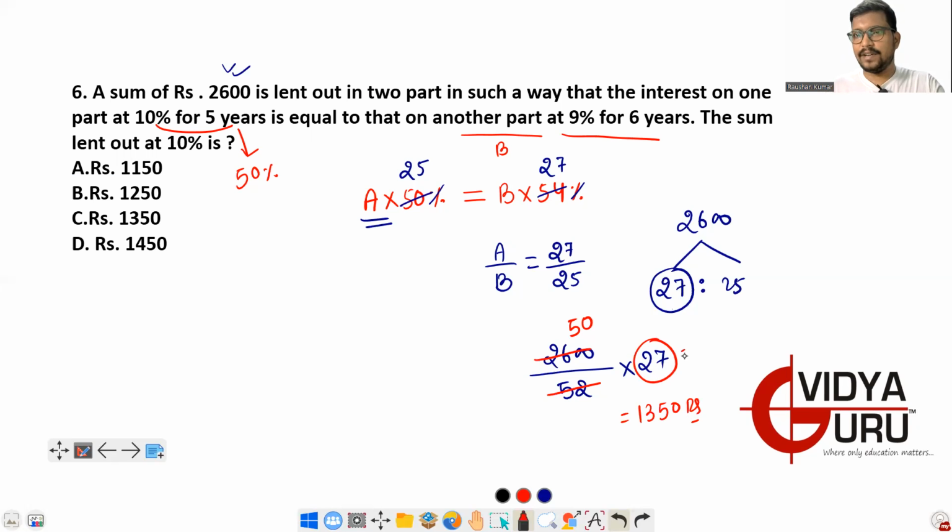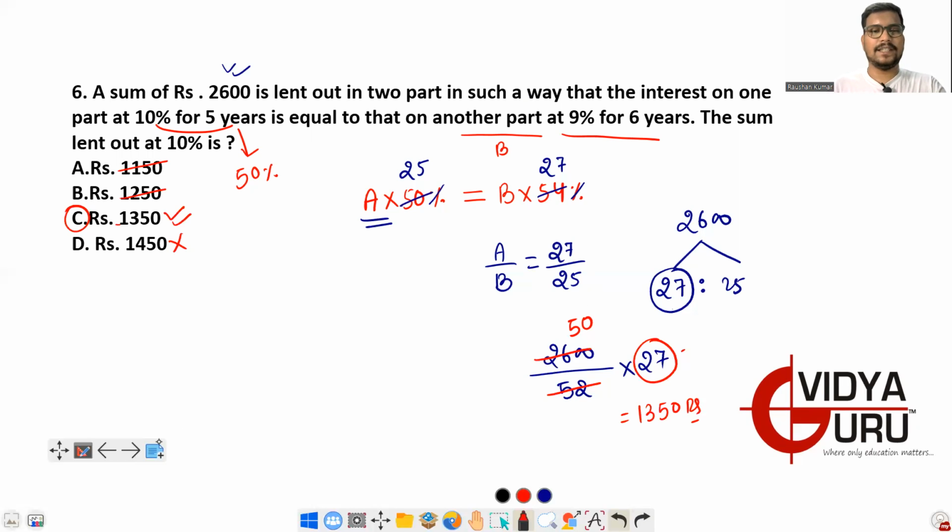Yes or no? 27 can be written as 3 into 9, and we know that the multiple of 9 means what? The digital sum should be 9. Yes or no? So see here, 1 2 plus 5 7, this shouldn't be our answer. 2 1 3 plus 5 8, it shouldn't be our answer. 1 3 4 4 plus 5 9, this should be right answer. This shouldn't be your right answer. Got it or not? So your answer should be the C part, that is 1350 will be the right answer.